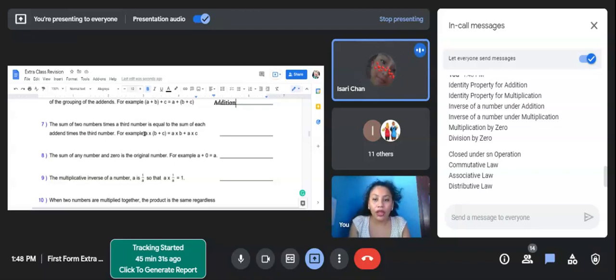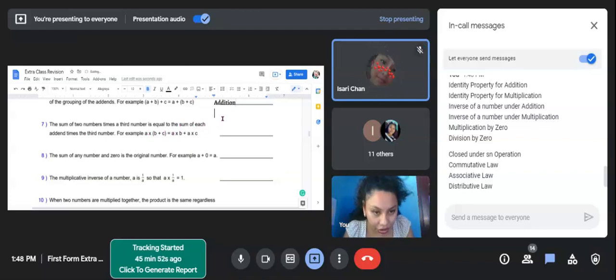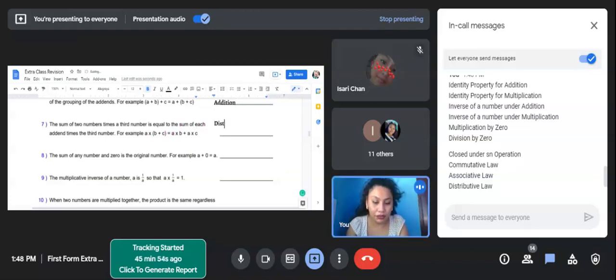Number 7. The sum of two numbers times a third is equal to the sum of each addend times the third number. So take a look at this one. A number on the outside, I am timesing it by an addition. Which one? The distributive. Very good.